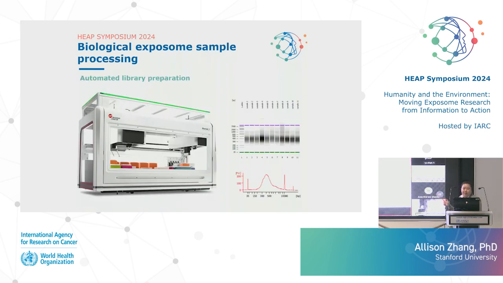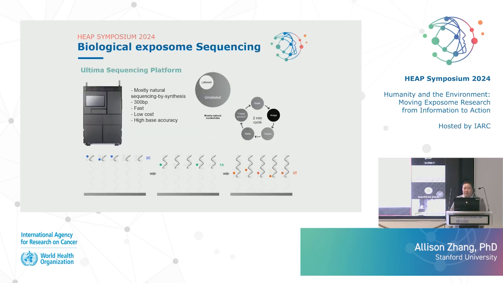We use this BioMek from Beckman Coulter. It's an automatic platform that allows us to process 96 samples at a time, and the output from this platform is quite even. We can see from the right a bioanalyzer trace from the samples that we used. It's very uniform across all samples, and the fragments are the ones that we want to use.